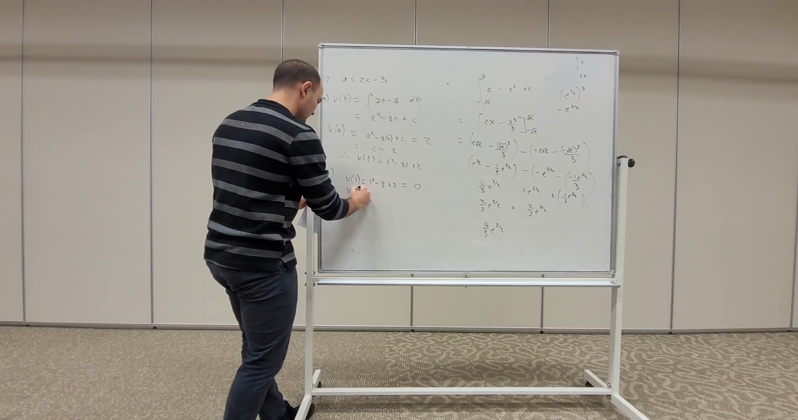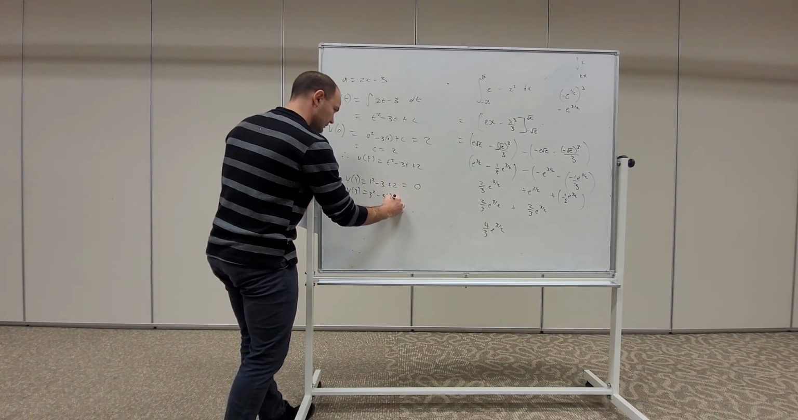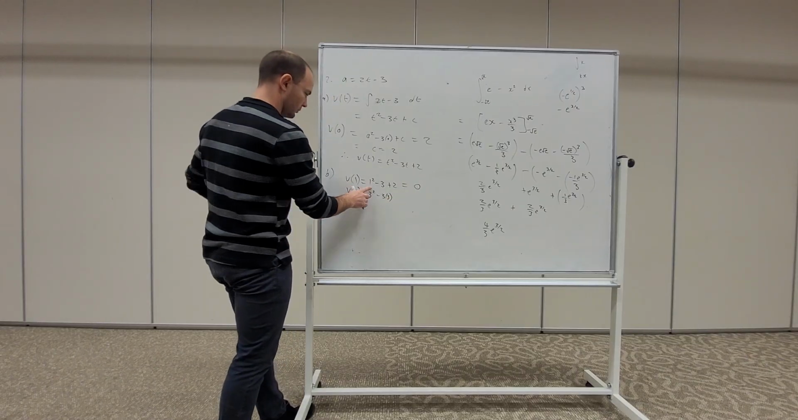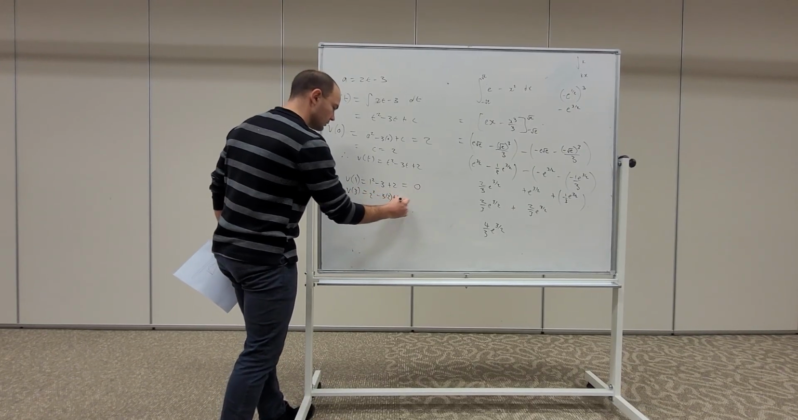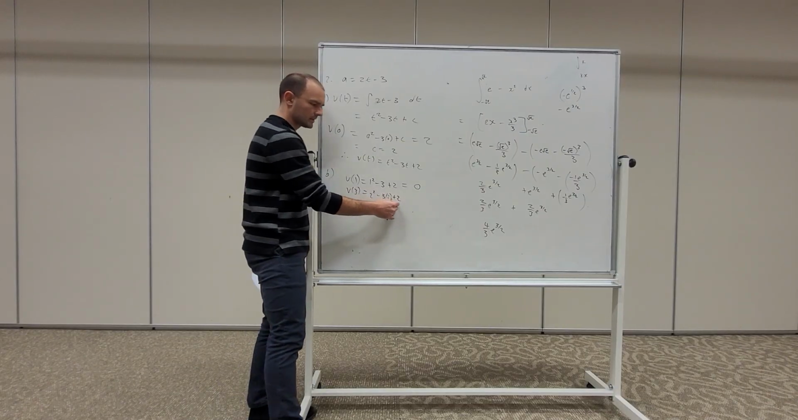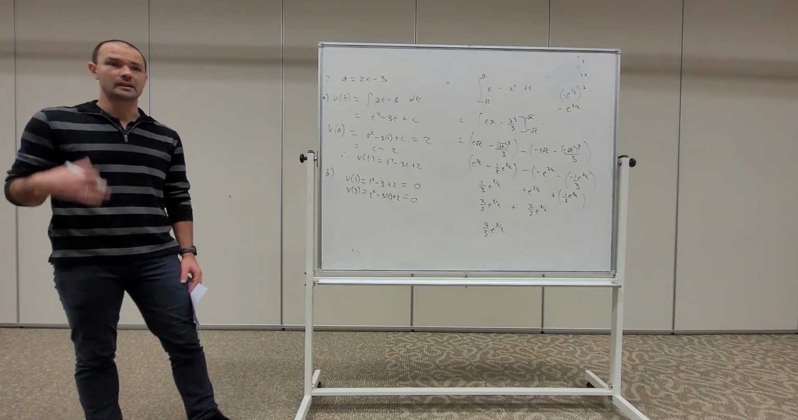How about v of 2? 2 squared take 3 times 2 plus 2. Okay, 4 take 6 plus 2 is 0. So that's perfectly suitable. All right, you've shown that it's stationary.